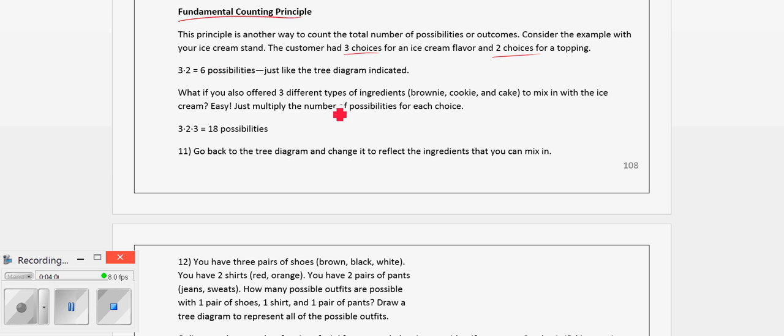Let's say we added an ingredient that our customers could also have. So 3 different types of ingredients: brownie, cookie, cake. Well, it's still 3 times 2 for 3 choices of ice cream and 2 choices for toppings, but you also have to multiply by 3 for the 3 choices for brownie, cookie, and cake. Or in other words, now you have 18 different possibilities of ice creams that you could create for your customer.